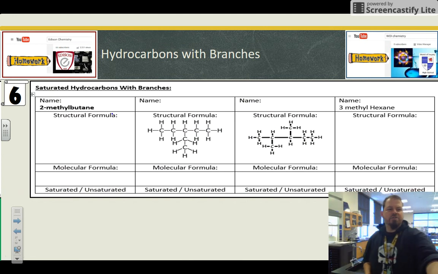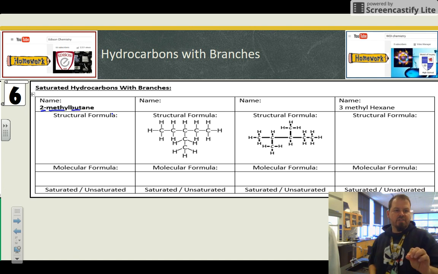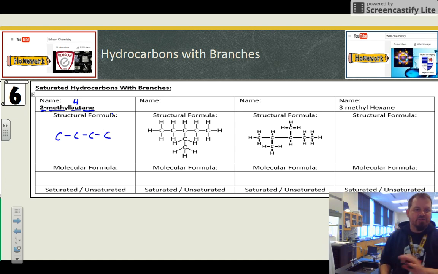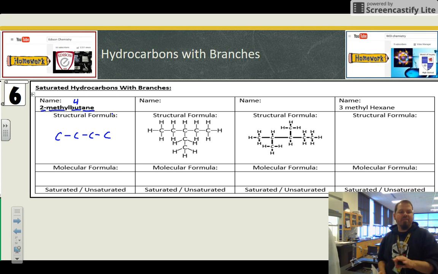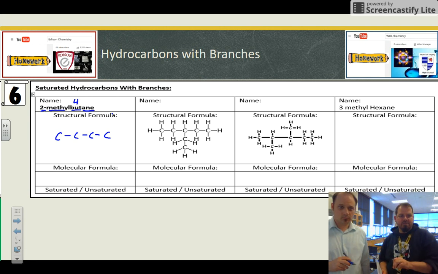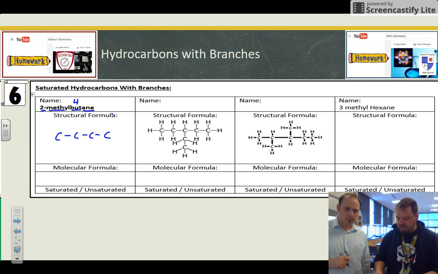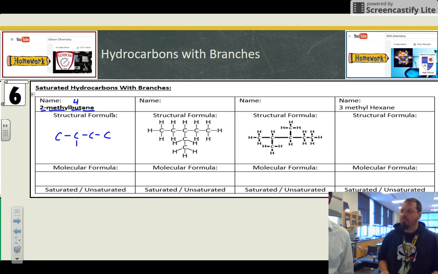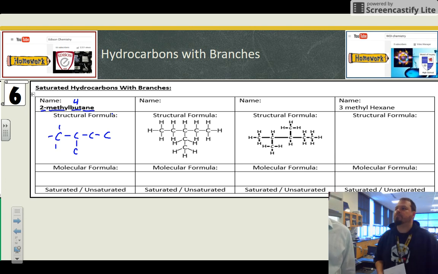So, I see 2-methylbutane. First things first, we need to do it just like before. Butane, that's what we need. So, I see 4 carbons for but, and then ane tells me that they're single bonded. So, let's do that. And then it says methyl. The yl tells me it's a side chain. Meth tells me it's a 1 carbon side chain. The 2 tells me on the second carbon. So on the second carbon, let's put another carbon. That's it. Fill it up with hydrogens and we're done.